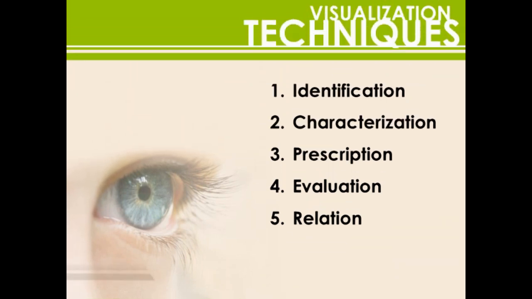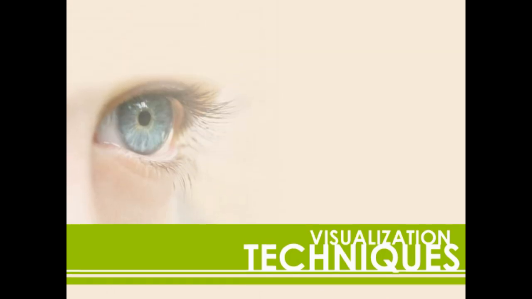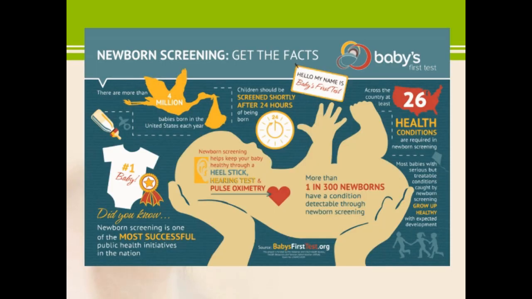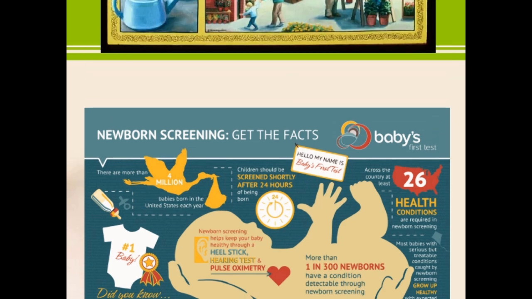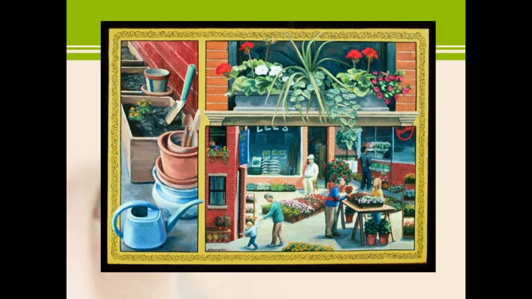These are the 5 visualization techniques. Please take note that you may use one or maybe a combination of these techniques when you visualize. For instance, if you're going to design a flip chart for your learning system about newborn screening, you can use a combination of identification, prescription, and evaluation. If your learning system is about urban gardening, maybe you can use characterization and prescription, among other techniques.